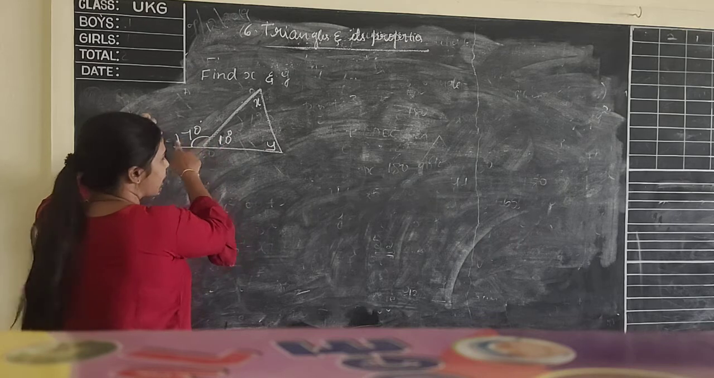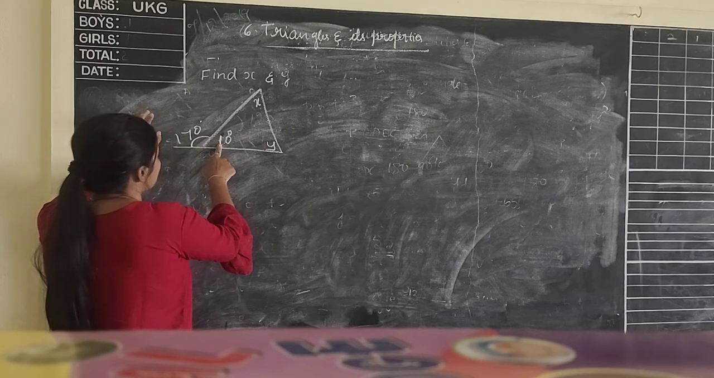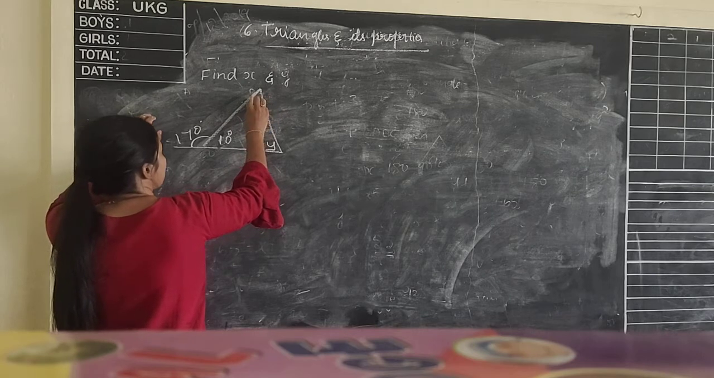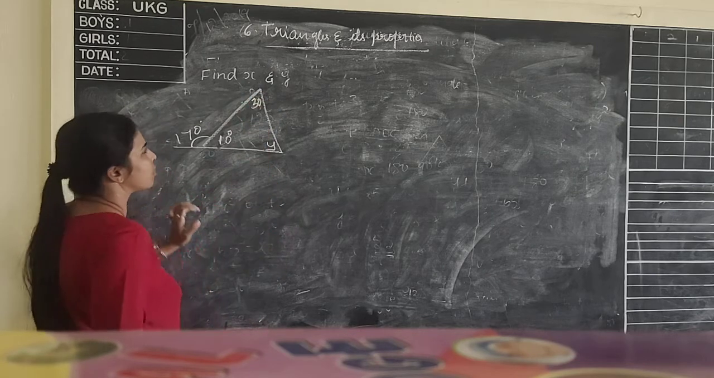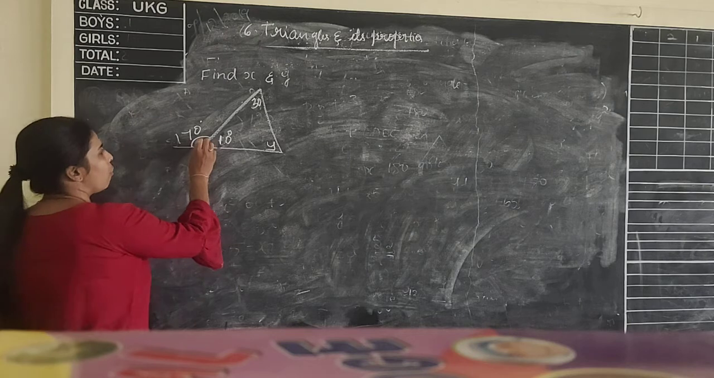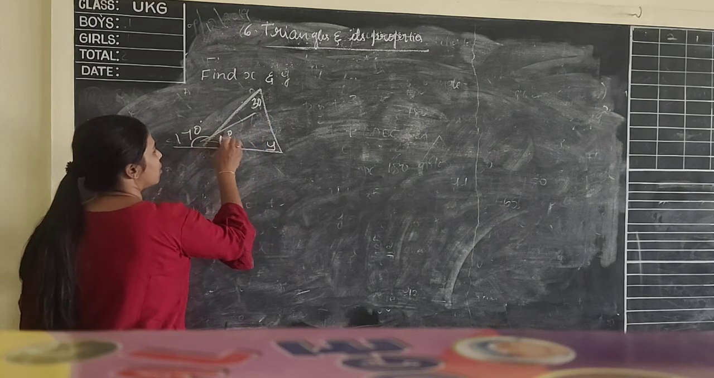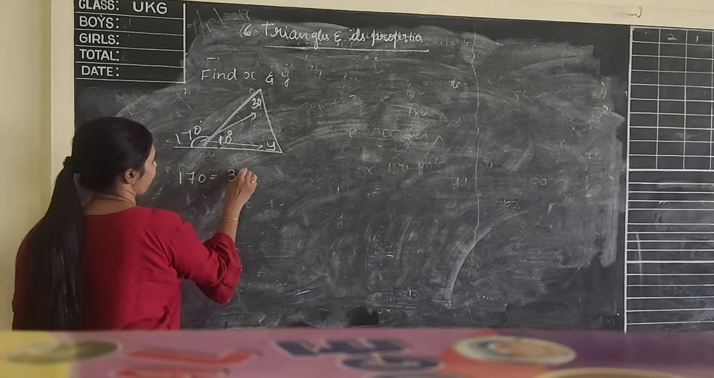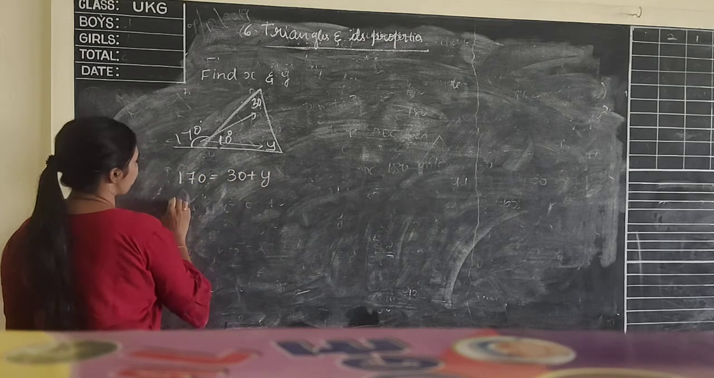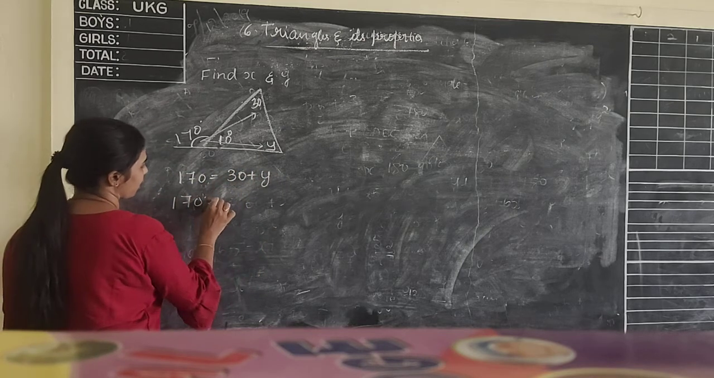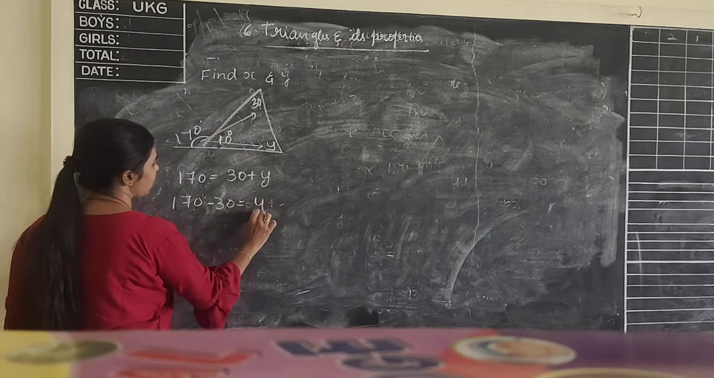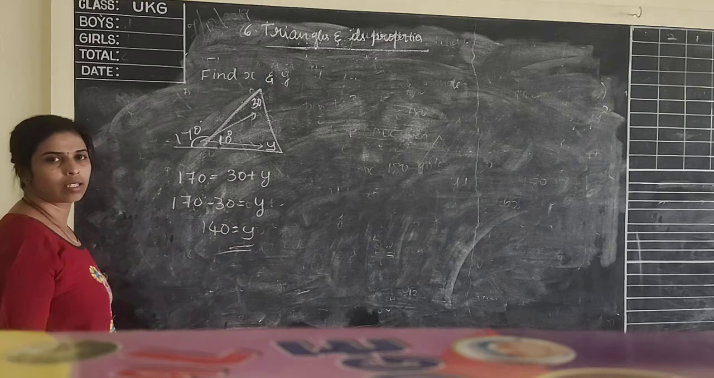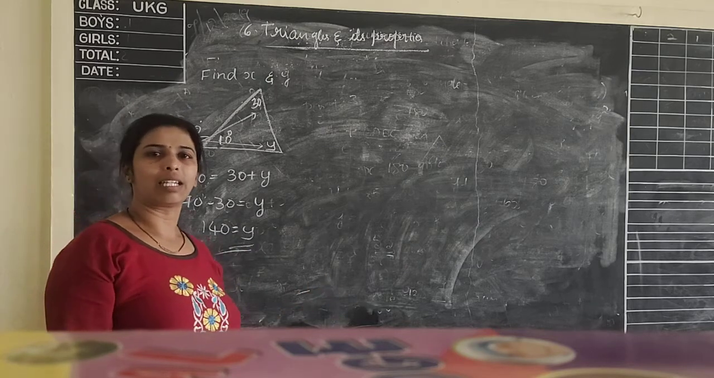These two should be 180. One angle must be. Okay. Y value is 5. This side? This. Minus 30. 140. Okay. Like this.